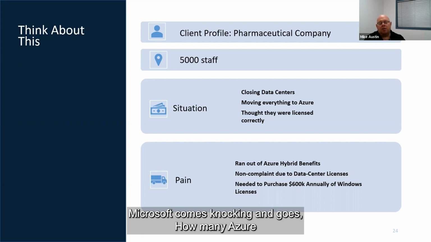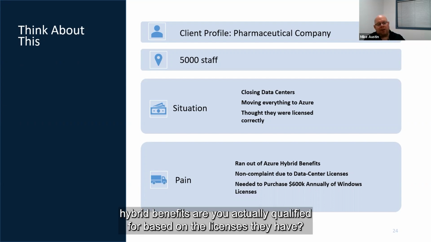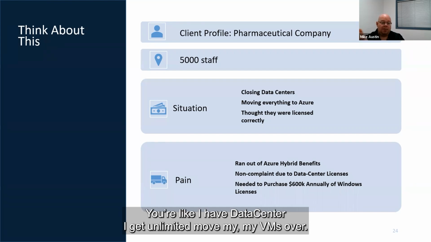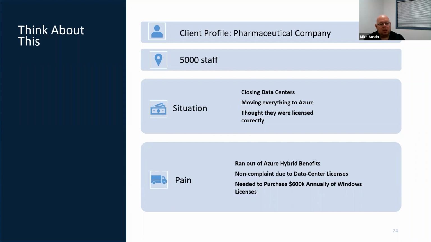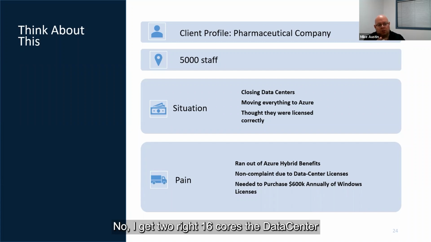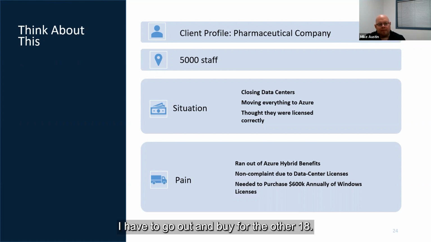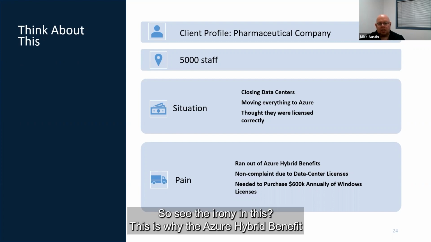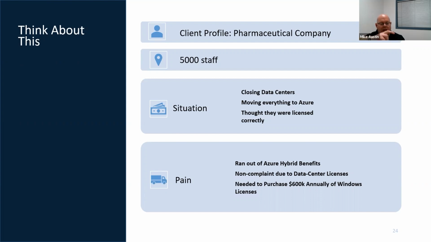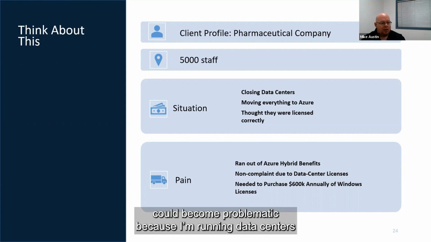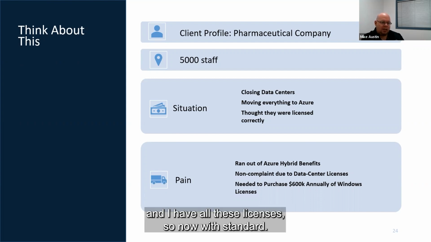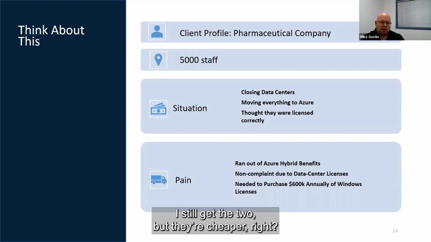Microsoft comes knocking and asks, how many Azure Hybrid Benefits are you actually qualified for based on the licenses that you have? And you're like, I have Datacenter, I get unlimited, move my VMs over. No, I get 2, right? 16 cores of Datacenter only allows me 2 VMs in Azure that I don't pay for Windows on. I have to go out and buy for the other 18. So see the irony in this? This is why the Azure Hybrid Benefit could become problematic, because I'm running Datacenter and I have all these licenses. So now with Standard, I still get the 2, but they're cheaper, right?